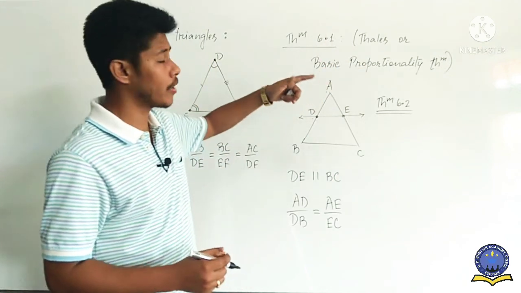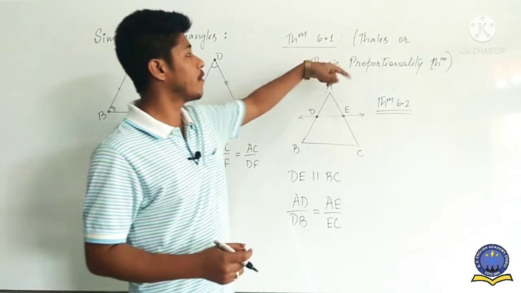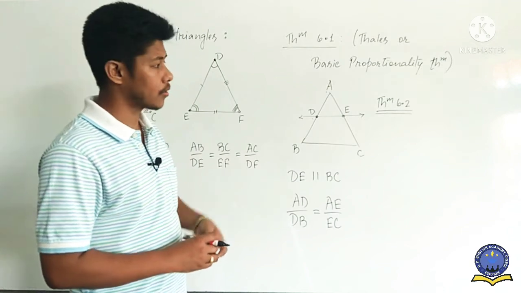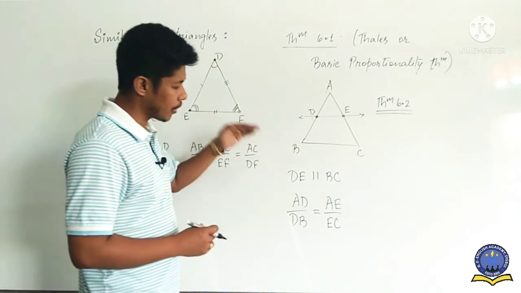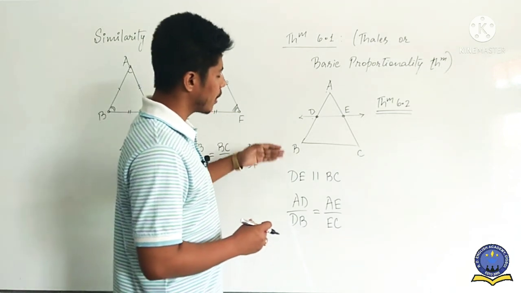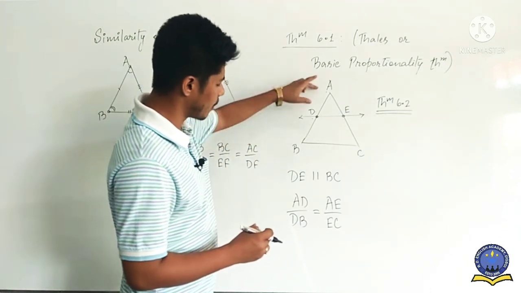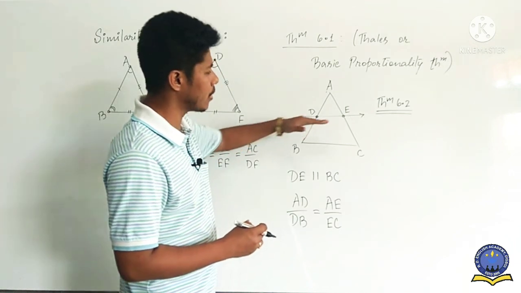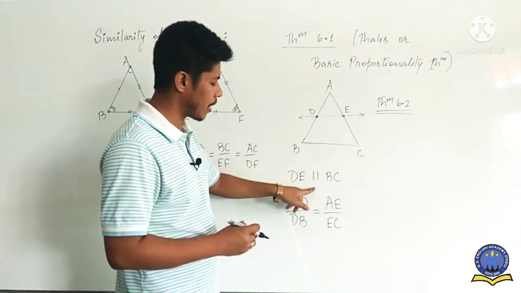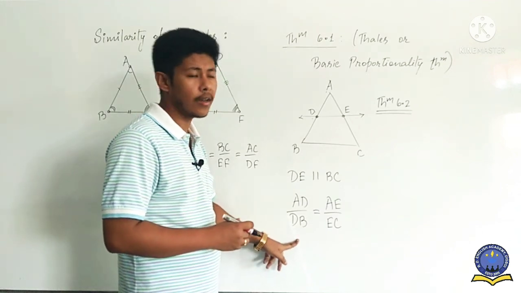The inverse theorem, or the reverse theorem, also we can say, inverse of Thales theorem. So 6.2 is known as the inverse of Thales theorem. In Thales theorem, what do we get? If the lines are parallel, then the ratios are equal. Isn't it? In Thales theorem, if the lines are parallel, then the ratios are equal.